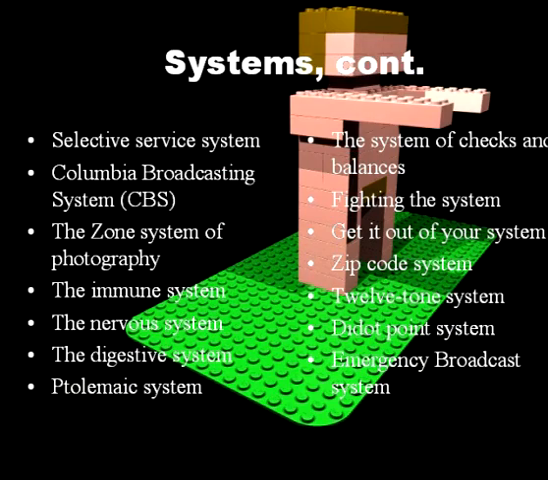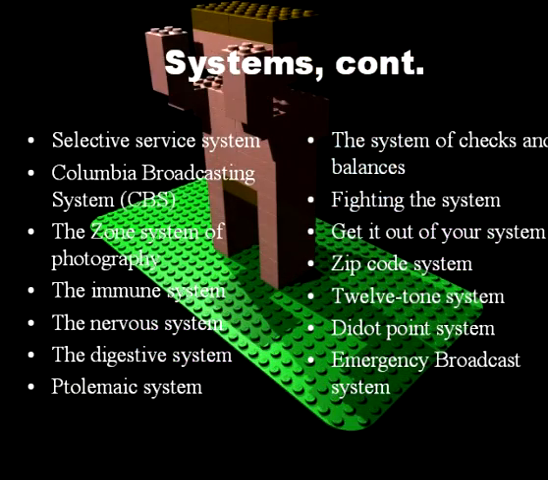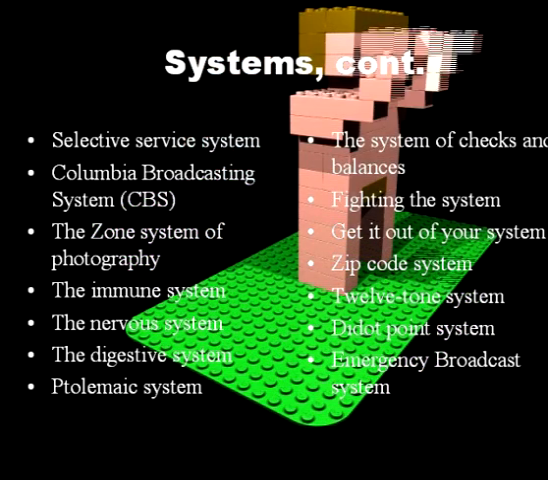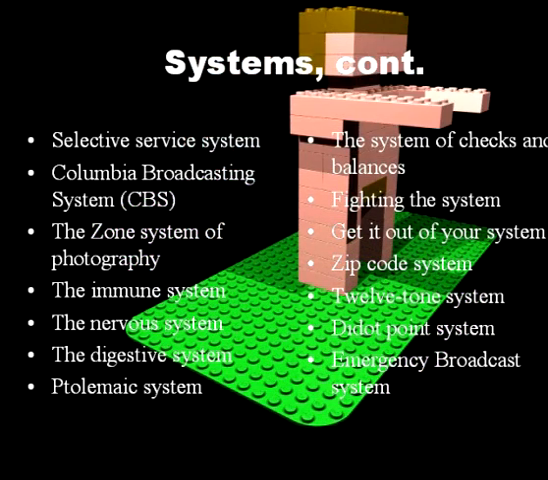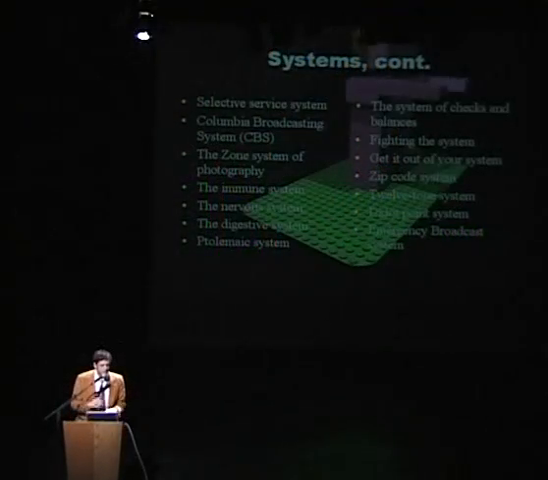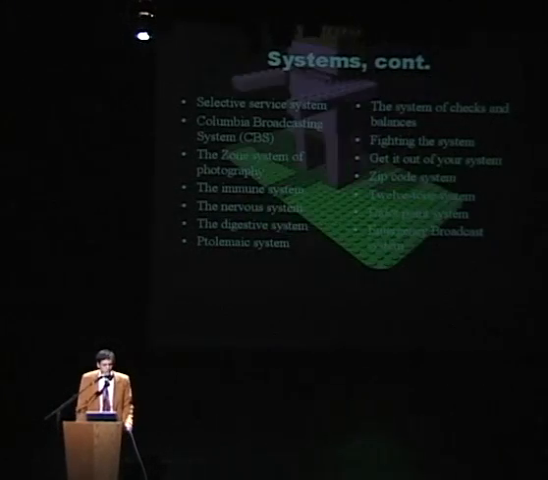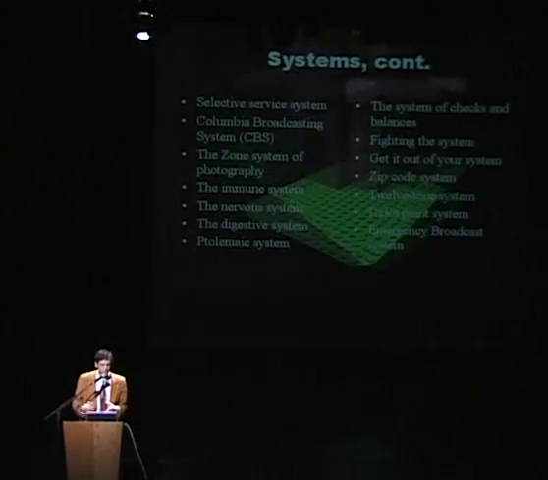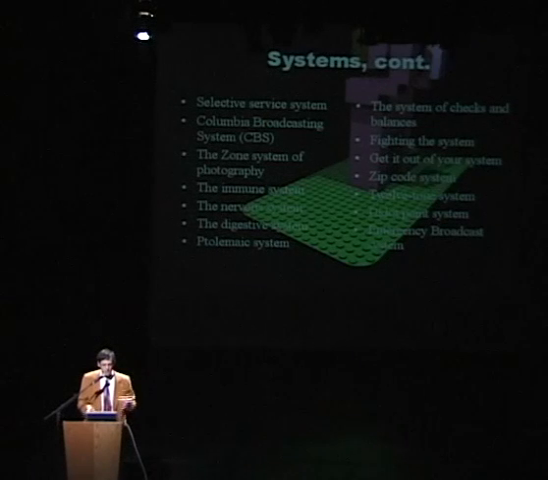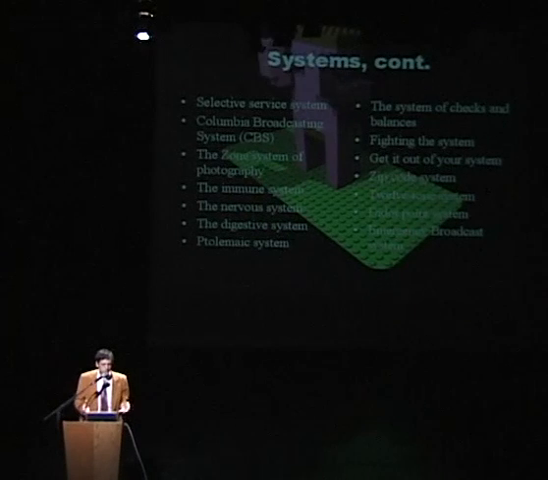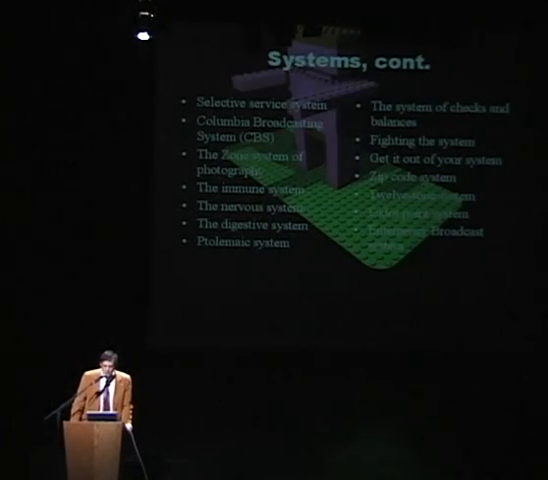The Selective Service System, the Columbia Broadcasting System, the Zone System of Photography, some of you are probably familiar with that, the immune system, the nervous system, the digestive system, the Ptolemaic system, which was cosmology, a way of thinking about the planets and the stars. It was a geocentric system where the Earth was at the center and things revolved around it, as opposed to a Copernican system where the sun is at the center and the Earth revolves around that. So both are ways of modeling the universe.